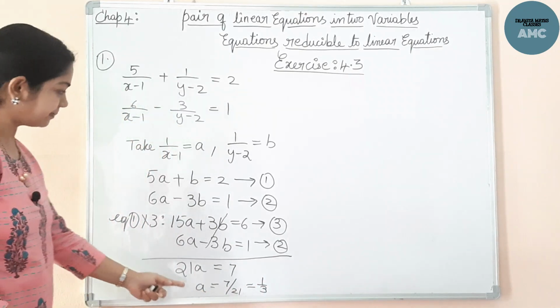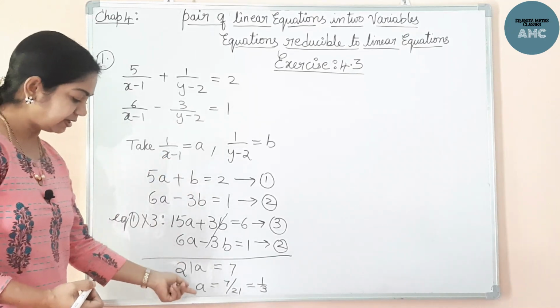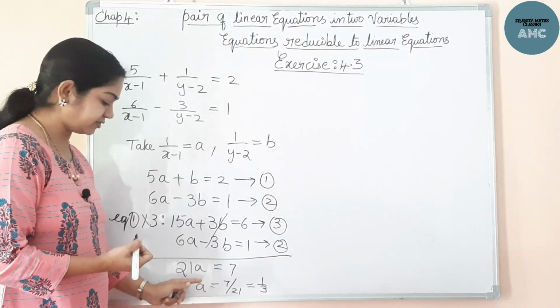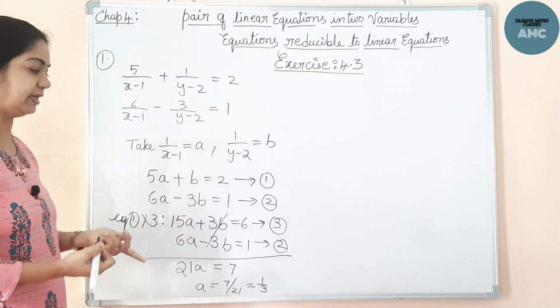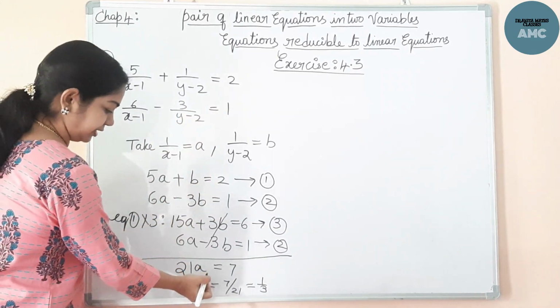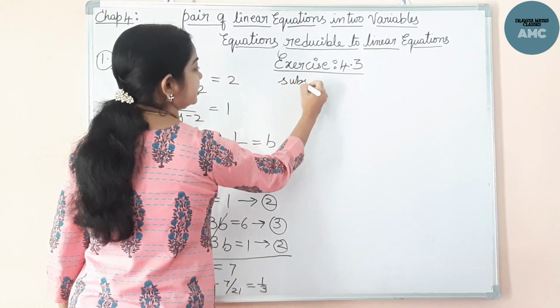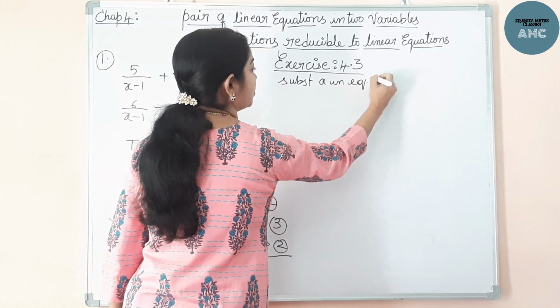Now what we supposed a as 1 by x minus 1. But before that, you have got one variable. In the elimination method we have to substitute this variable in any equation, and you will get the other variable b. So let us substitute a in equation 1. Substituting a in equation 1.